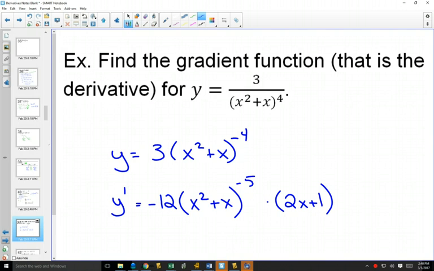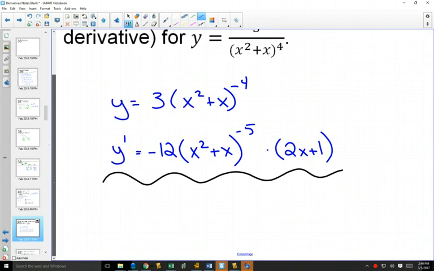So if you think of moving that power 4 to the top of your function, then the derivative happens really quickly. If you decided to do a quotient rule in this one, our quotient rule says keep the bottom the same. So my bottom was x squared plus x to the power 4. Multiply by the derivative of the top. What's the derivative of 3? 0.